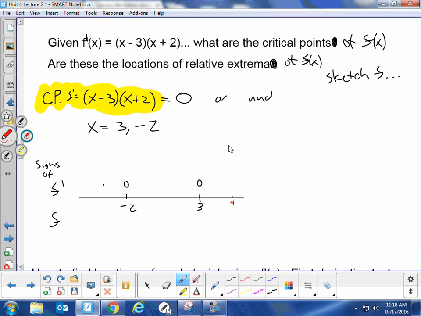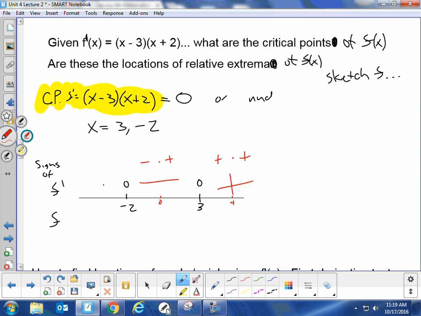4 minus 3 is a positive. 4 plus 2 is a positive. Positive times a positive is a positive. I like to start on the right too, because of the positive values, and then I work into the negatives, moving to the left. So between -2 and 3, I like to test 0. 0 minus 3 is a negative. 0 plus 2 is a positive. This is a negative. That means all of my f prime values between -2 and 3 are negative.